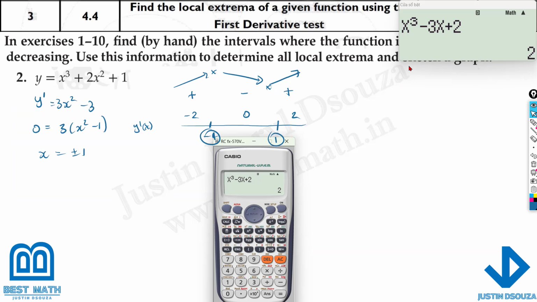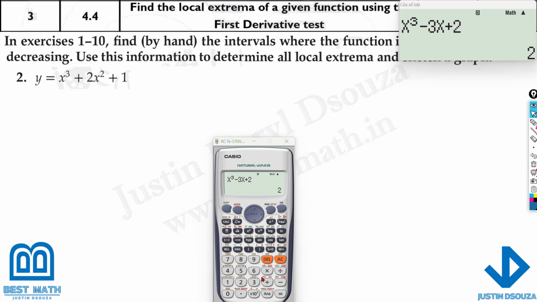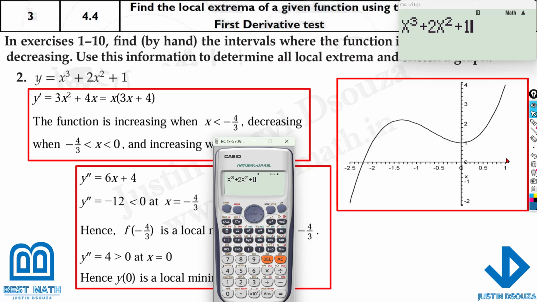Now here they have clearly asked us to graph them. So for all these problems, what you need to do is put in the equation, plus 2x squared, and then we have plus 1. So put in the equation and look into all the 4 graphs and calculate different x values. So I'll calculate at 0, it must be 1. And you can see that's 1. What about minus 1? It should be around 2.